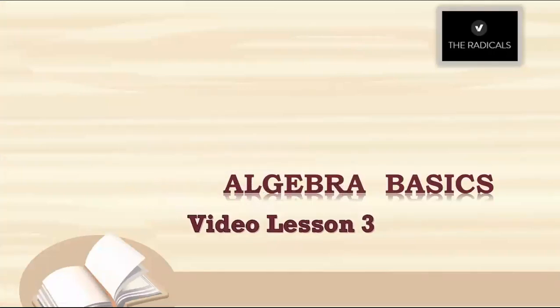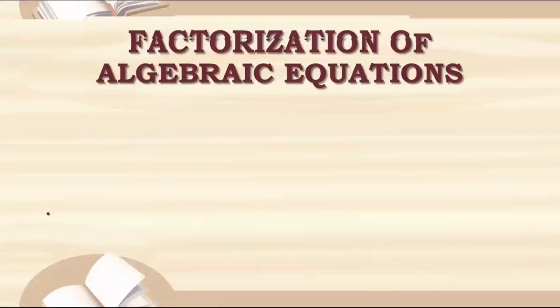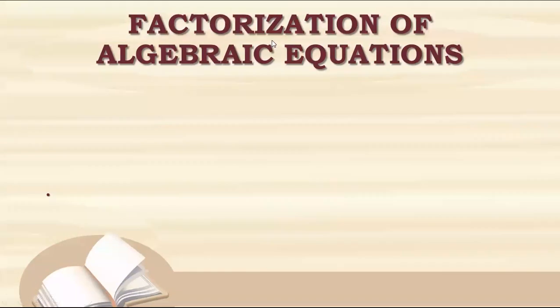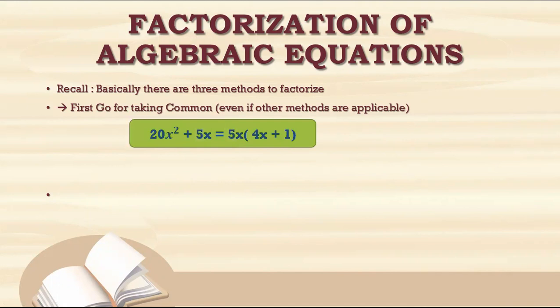This is the third video lesson of Algebra Basics, where we are going to talk about how to factorize an algebraic expression, part 2. Whenever we talk about factorization of a polynomial, there are basically three methods. The first method: when we have any expression, we must take common factors, even if other methods are available. For example, if we have 20x squared plus 5x, we must see what is common and then solve further, even if the other methods are applicable.